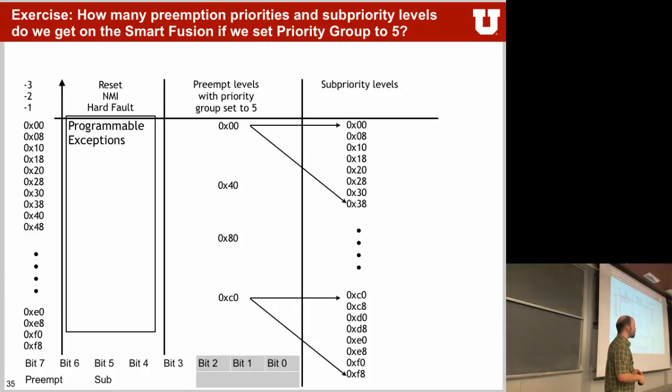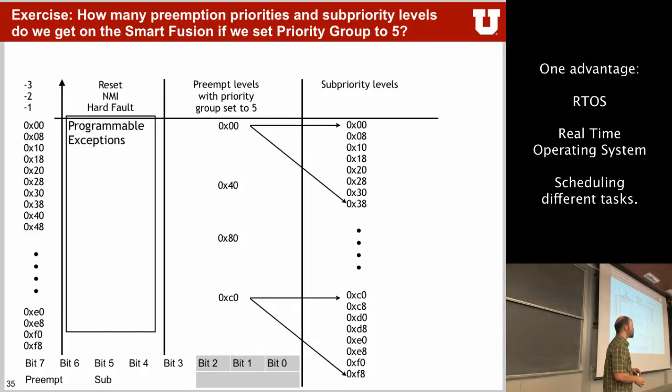An RTOS would take advantage of this. Could I take advantage of it? How? For what? Oh, just that different tasks would have different priorities that could preempt other ones or not be preempted. And you can change it over time, right?